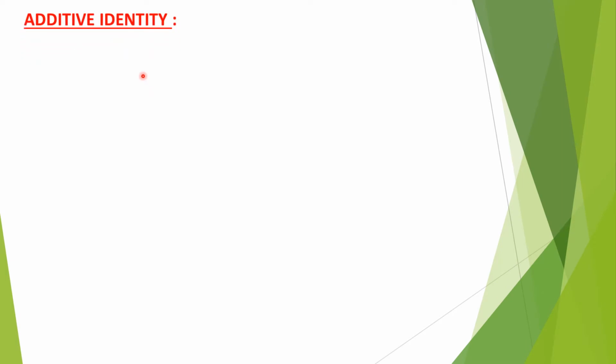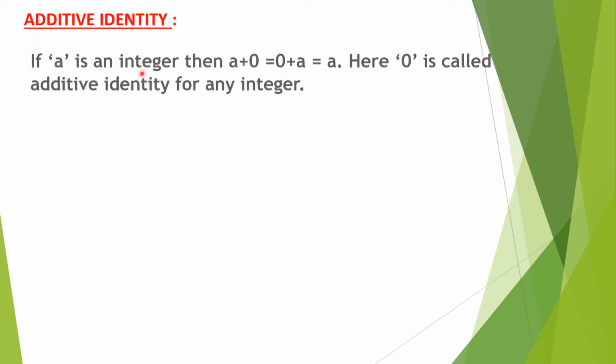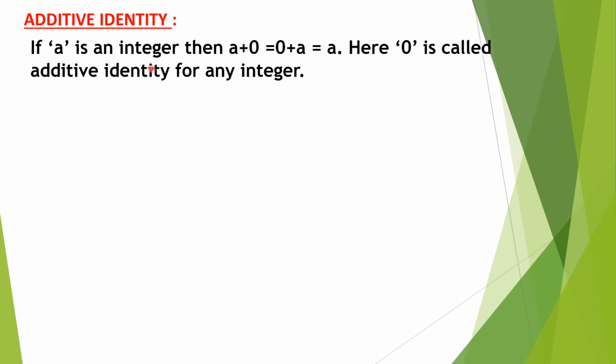additive identity. So let us see the additive identity property. If A is an integer, then A plus 0 equals 0 plus A equals A. Here 0 is called the additive identity for any integer. If we add any integer to 0 or 0 to any integer, it will become the same integer only. So here 0 is acting like an identity. That's why 0 is called the additive identity for any integer.